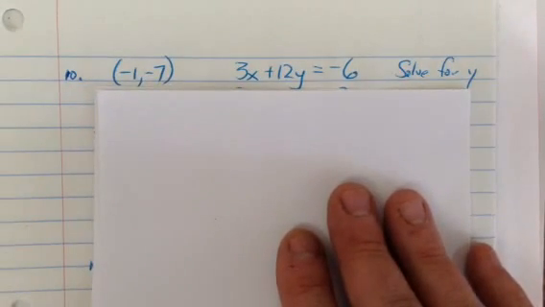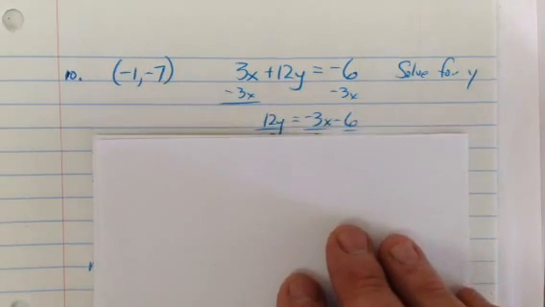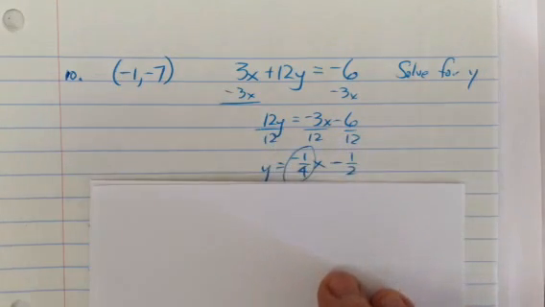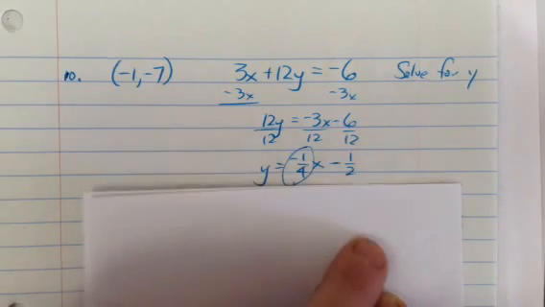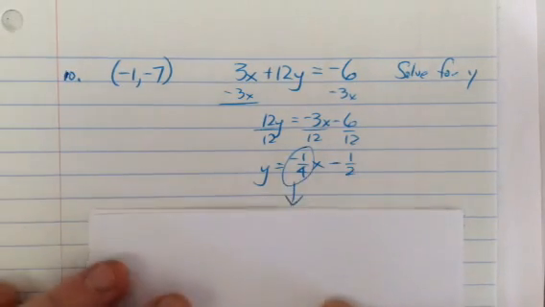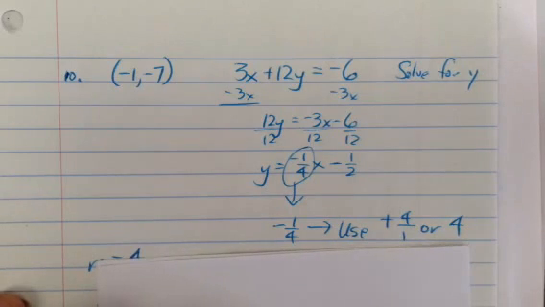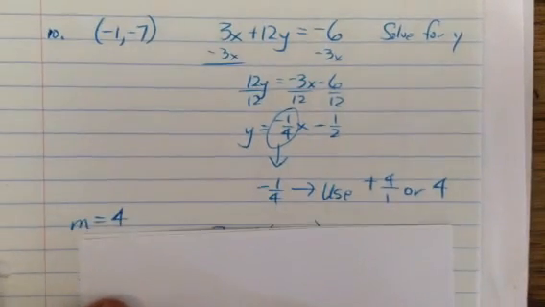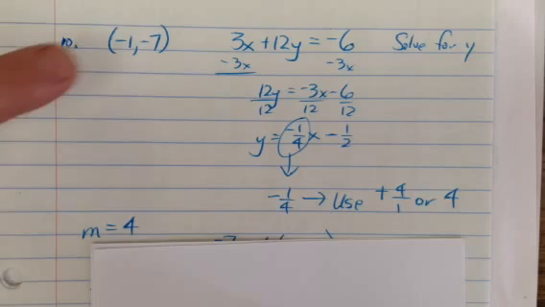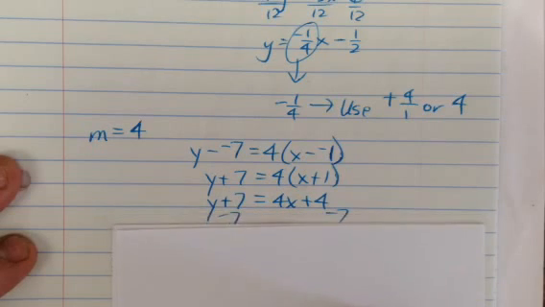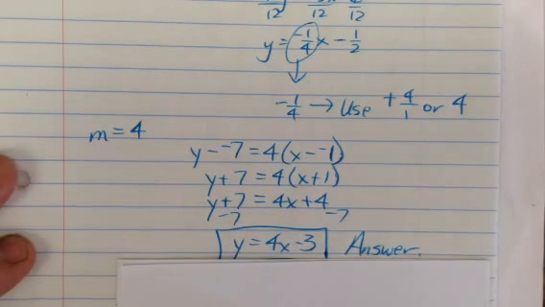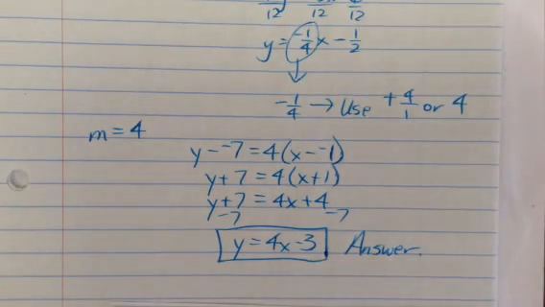Last one. Solve for y by subtracting 3x from both sides. Form a zero pair. Divide by 12. Reduce your fraction. You've identified the slope as a negative 1/4. Opposite reciprocal. Opposite of negative is positive. Flip that over, and you get 4/1 or 4. So use a slope of 4 with this point right here in your point slope form. Clean up your double signs, distribute, and there's your answer, y equals 4x minus 3.